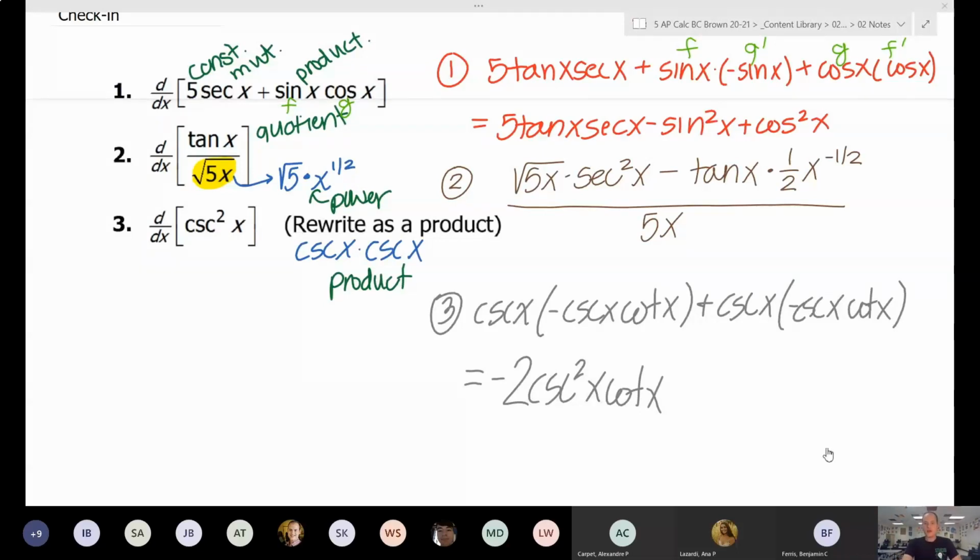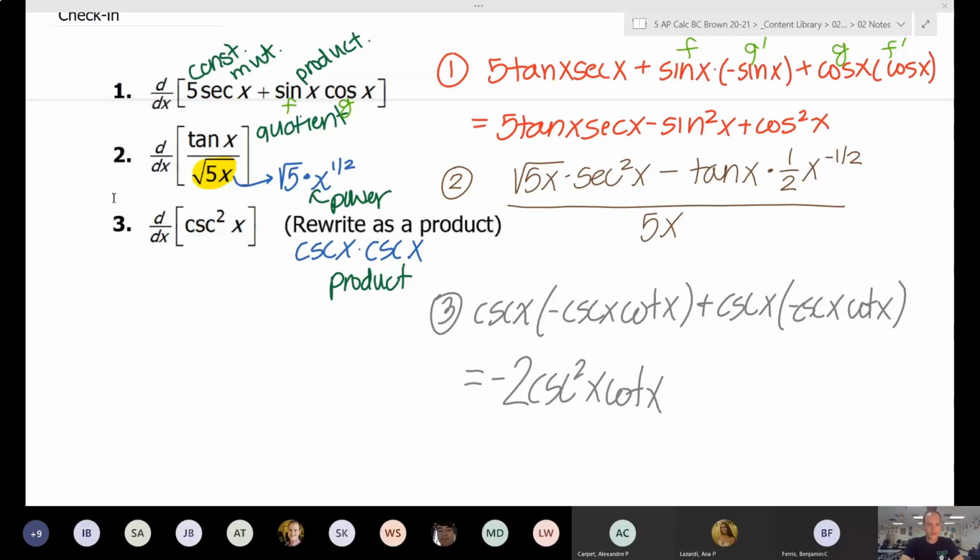All right, guys, so I jumped the gun a little bit and started working those out. So that first one, that 5 secant, is just a constant multiple, so I just have the 5 came across. The derivative of secant is tangent of x times the secant of x. Sine times cosine, and use the product rule, so I had the first times the derivative of the second, and then plus the second times the derivative of the first. Again, the order doesn't really matter.